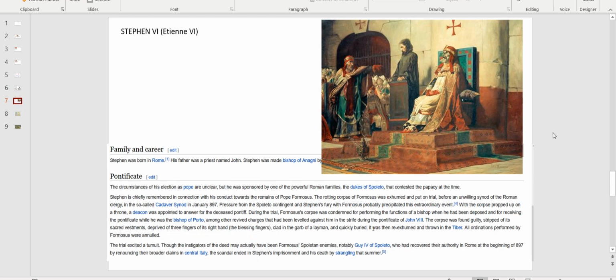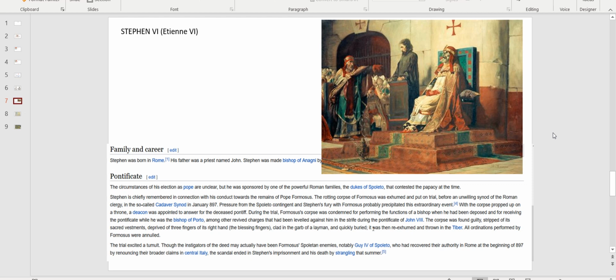Oh, this one is so weird. I had to tell you the story. So Stephen the Sixth, the circumstances of his election are unclear. He was sponsored by a Roman family, the Dukes of Spoleto, and they contested the papacy at the time. And listen to that one. Stephen the Sixth is chiefly remembered in connection with his conduct toward the remains of the former pope, Pope Formosus. The rotting corpse of Formosus was exhumed and put on trial. They got the corpse out of its grave and put it on trial, which you can see here. A former pope, a corpse on his pope chair, getting his trial.